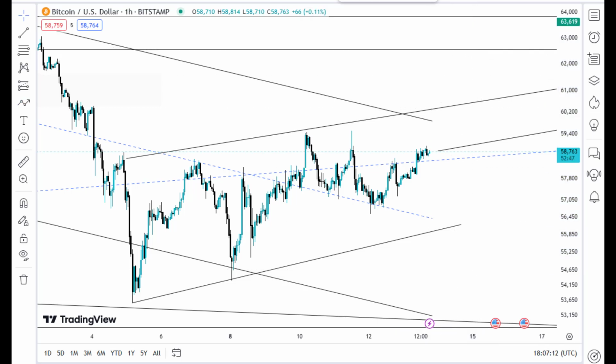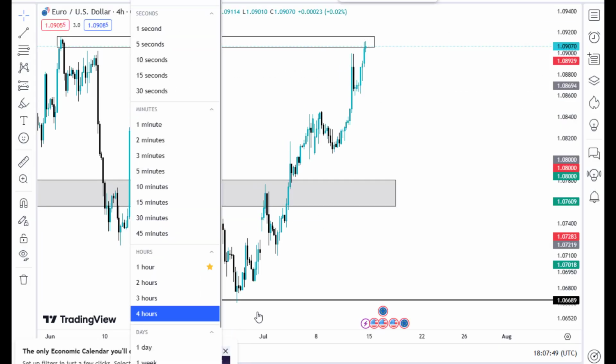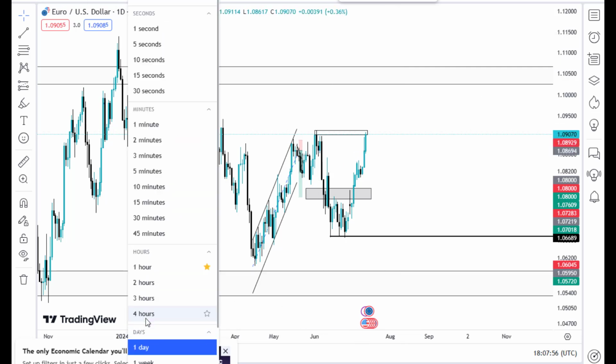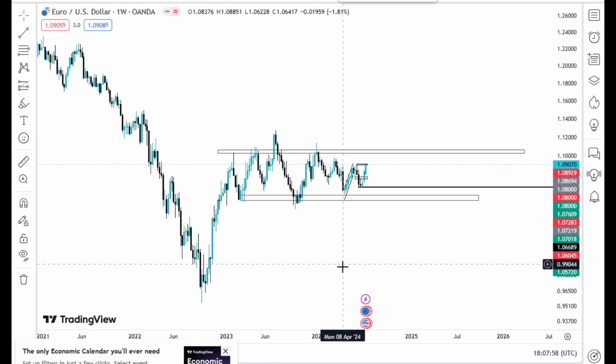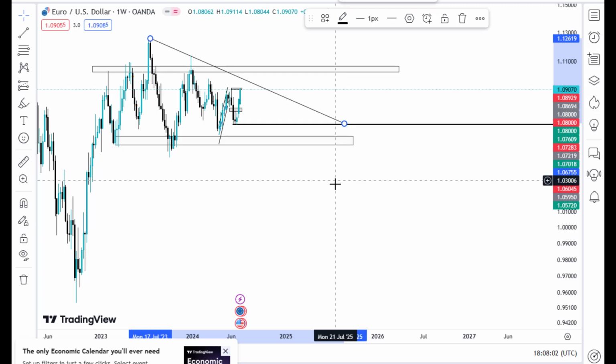Now let's quickly look at Euro US dollar. For Euro US dollar, this was still one of our focuses. We actually forecasted that there was a possibility that price was going to go up, right? We actually spotted possibilities after identifying this zone. We actually connected like this.